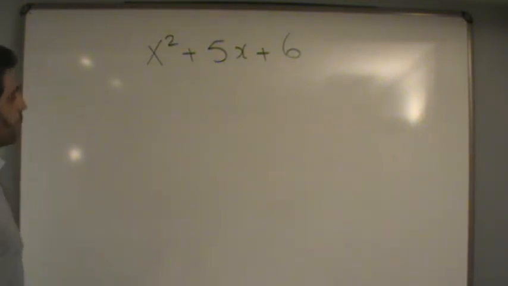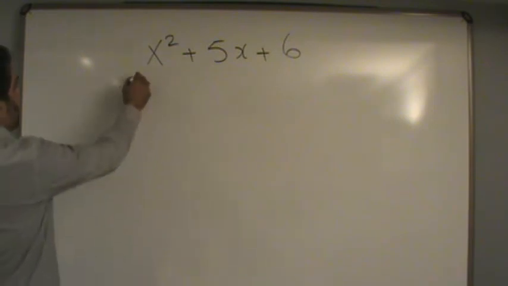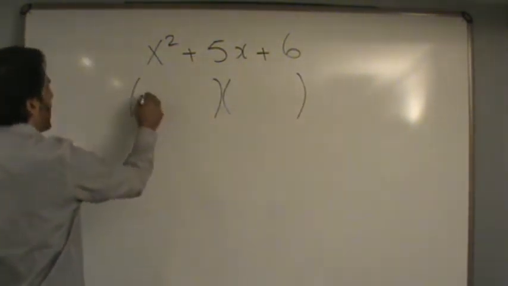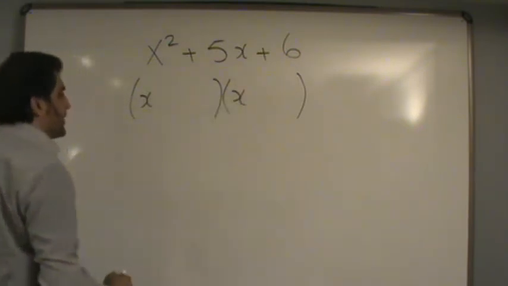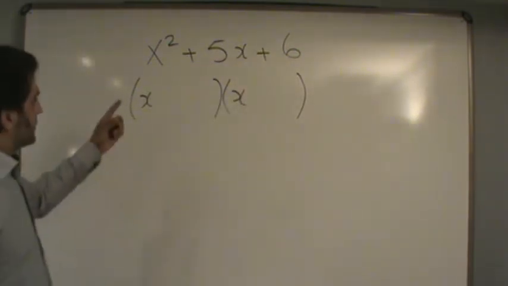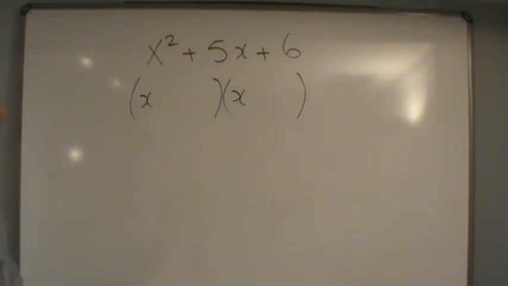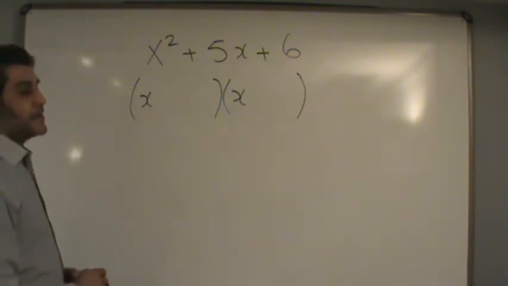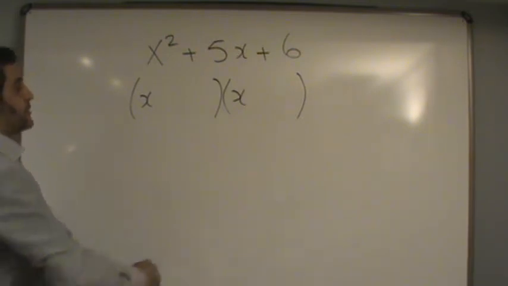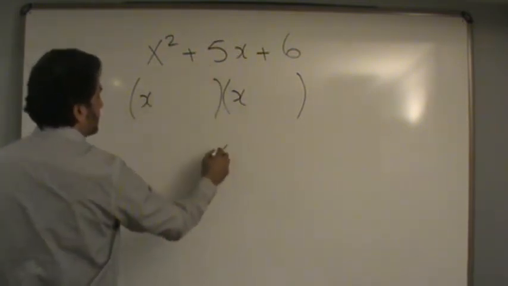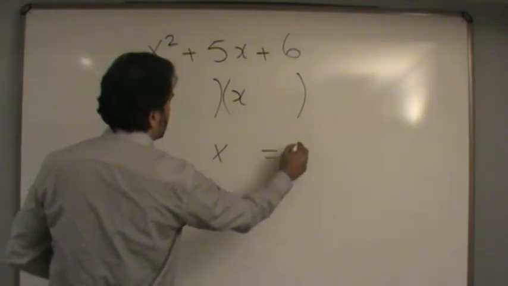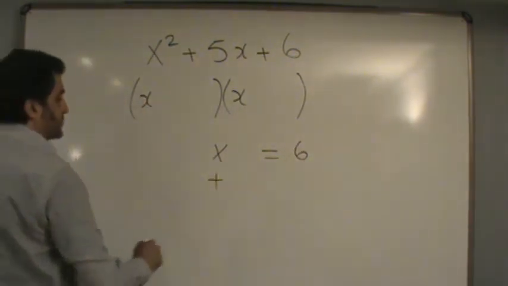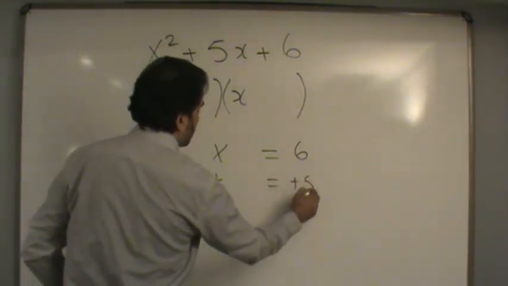And then in the next step, we open a pair of brackets, and right away we throw in x and x. What goes after x is determined by the product, 6, and the sum, the middle term, which is positive 5. So we look for two integers that give you positive 6 when multiplied and equal positive 5 when added.